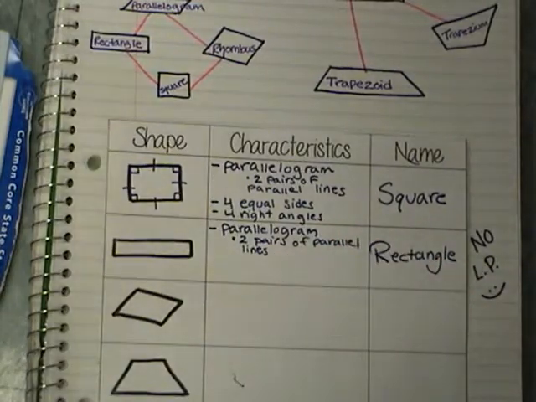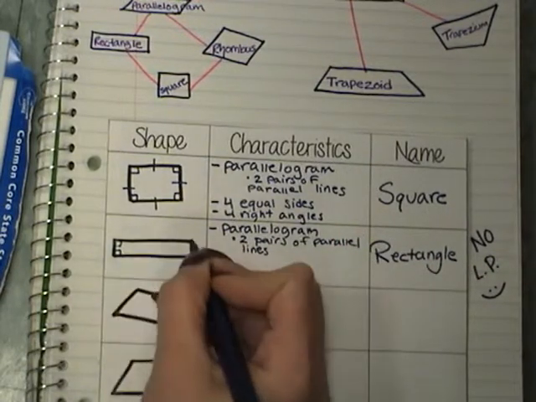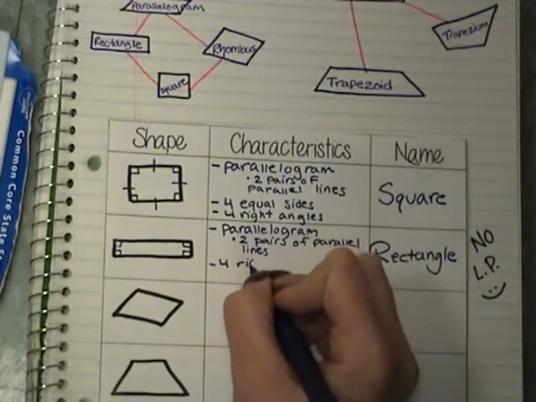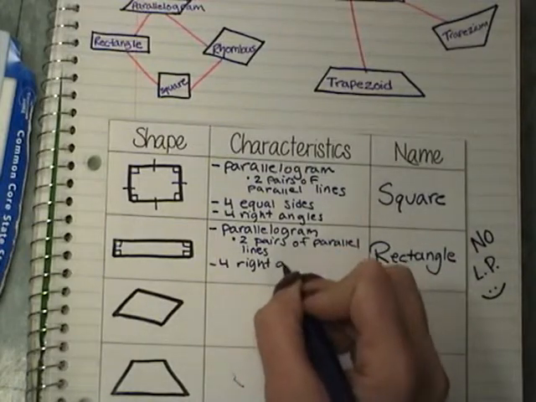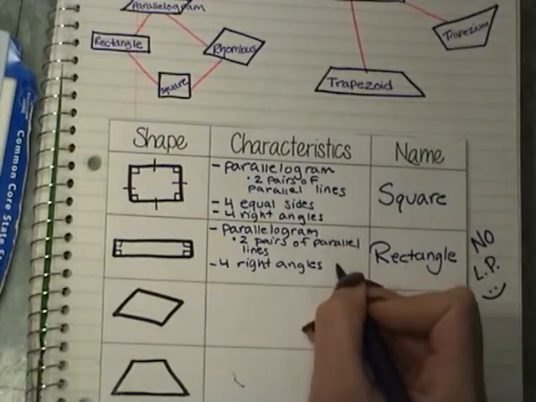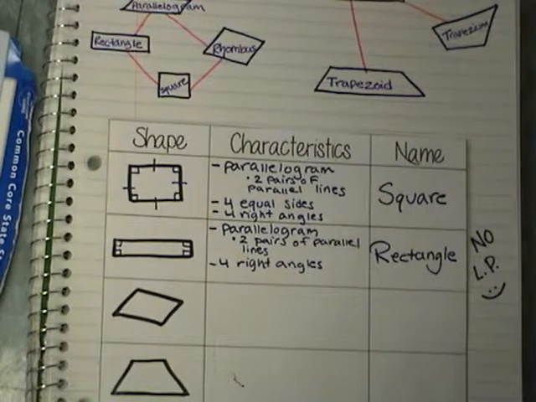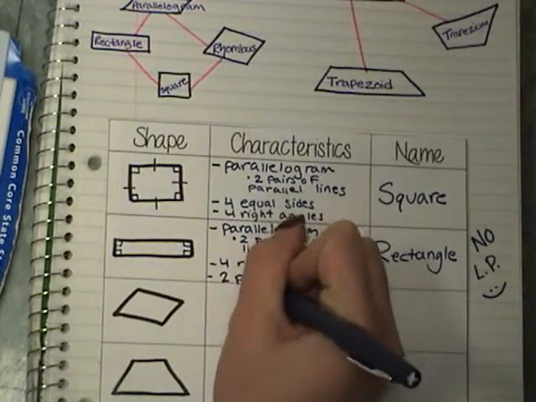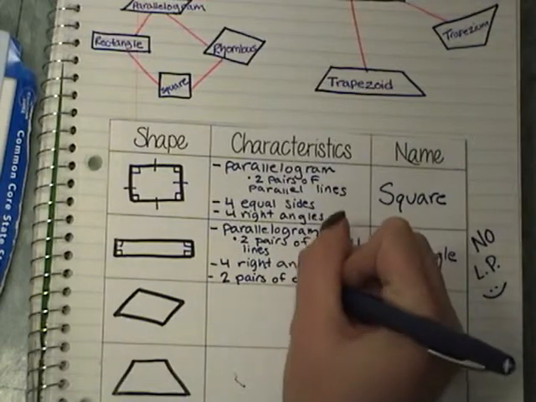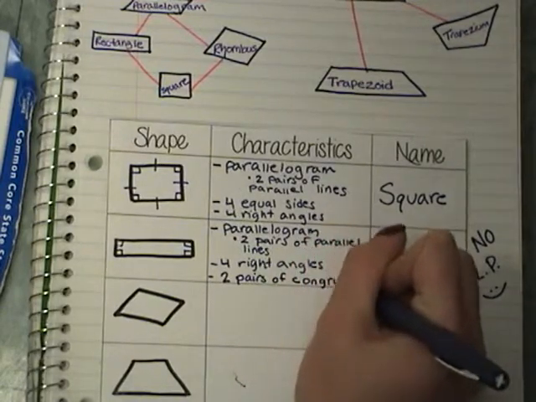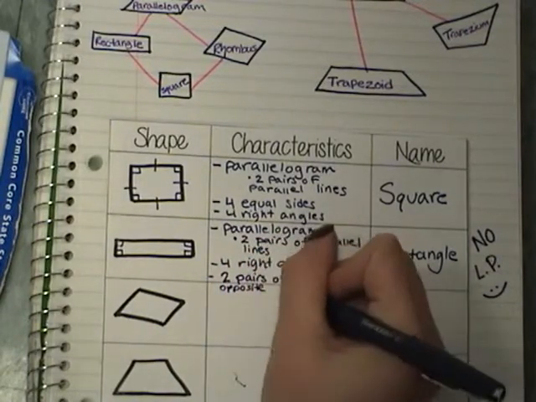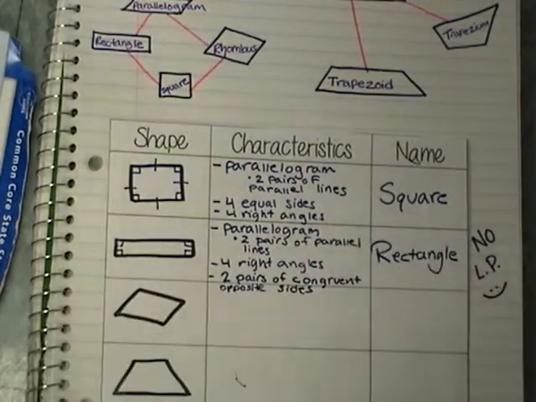Also, it has four right angles. 90 degrees, 90 degrees, 90 degrees, 90 degrees. So four right angles. And it has two pairs of congruent opposite sides. And I'll explain that in a second. Two pairs of congruent opposite sides. Okay, and what do I mean by that?